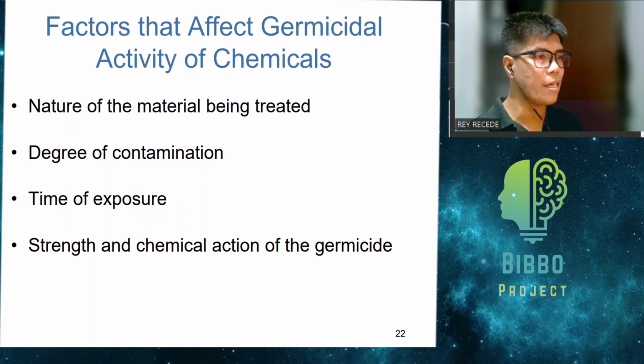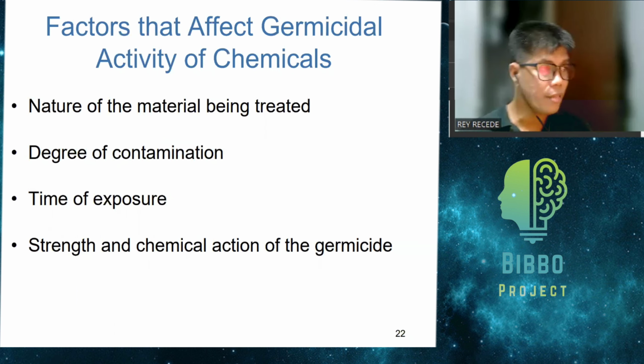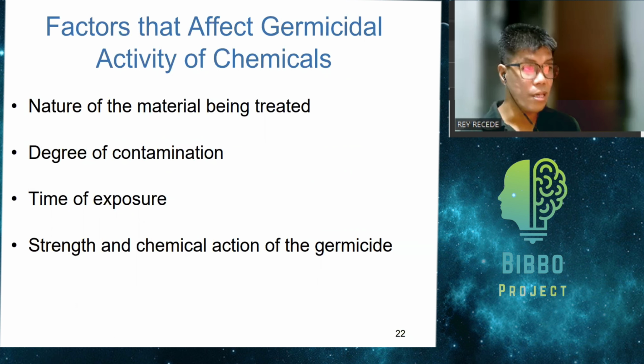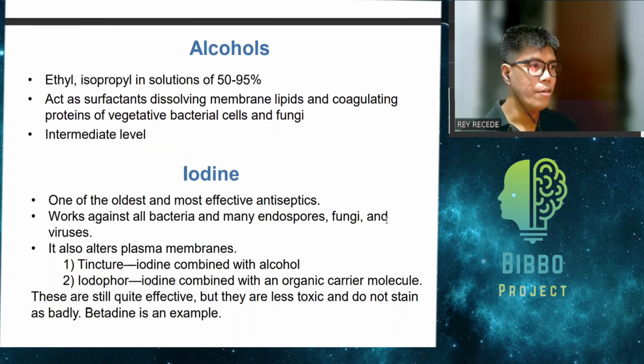Factors that affect germicidal activity of chemicals are the following: nature of the material being treated, degree of contamination, time of exposure. Time is really a very important element. Also, strength and chemical action of the germicide. You have alcohol, ethyl or isopropyl, in solutions of 50 to 95%, usually 70%. Right? They act as surfactants, dissolving membrane lipids and coagulating proteins of vegetative bacterial cells and fungi. And they're considered intermediate level.